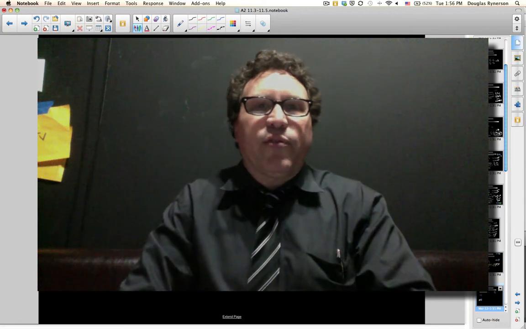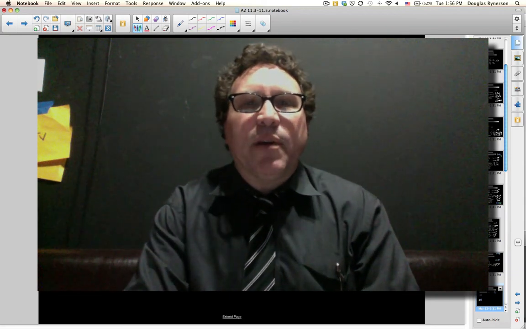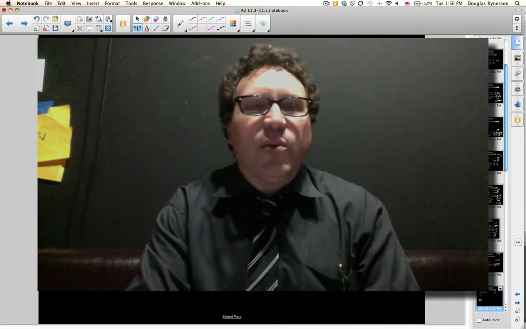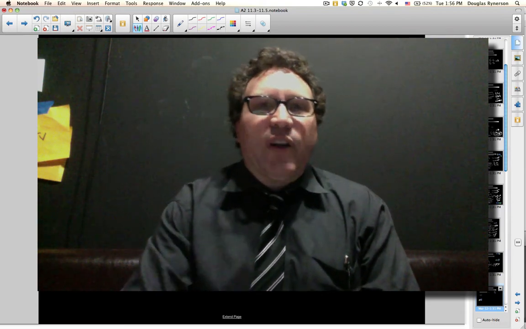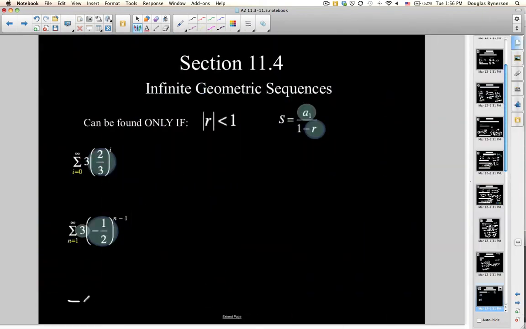In section 11.4, we're going to talk about a special type of infinite geometric sequence. If you recall, geometric sequences are exponential functions, and we dealt with exponential growth, a graph of which would look like this. You can see that as I approach positive infinity, my values approach positive infinity, so they become infinitely large. There's no way you could ever find the sum of this kind of an infinite series, right? Each new term becomes increasingly large, so there is no way to derive a sum from this.